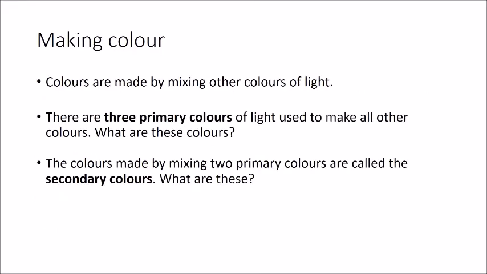Well, colors are made by mixing other colors of light. So we've got 3 primary colors of light, which we use to make all the other colors. Can you tell me from primary school what those 3 primary colors are? If you can do that, can you tell me what the secondary colors are? So if we mix 2 of those primary colors together, we can get some secondary colors. Do you know what they are?